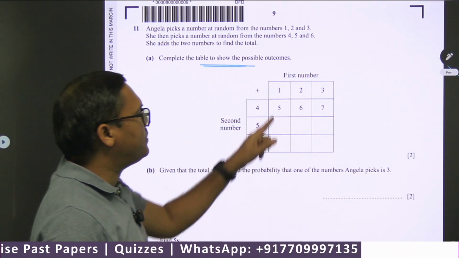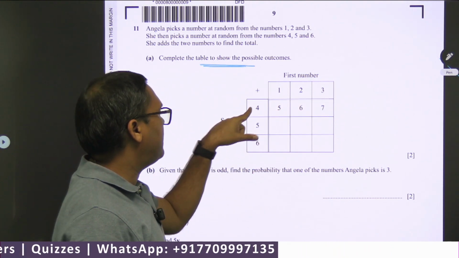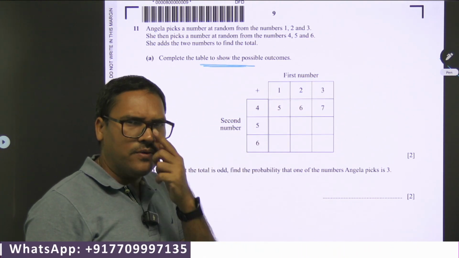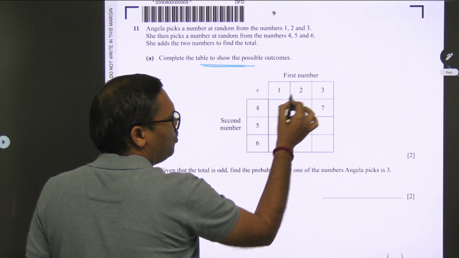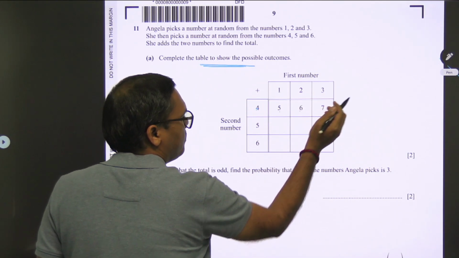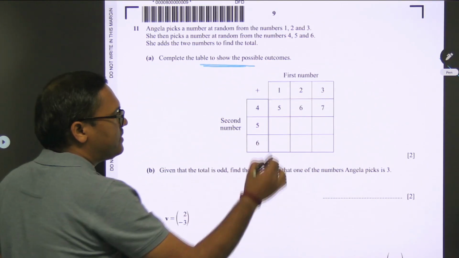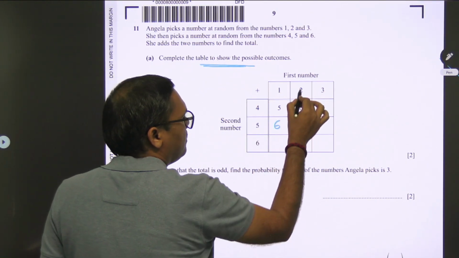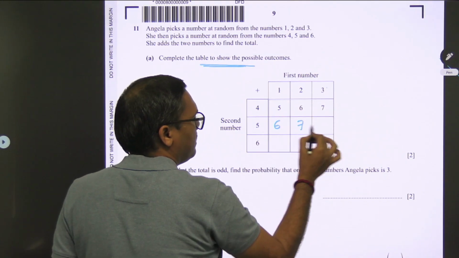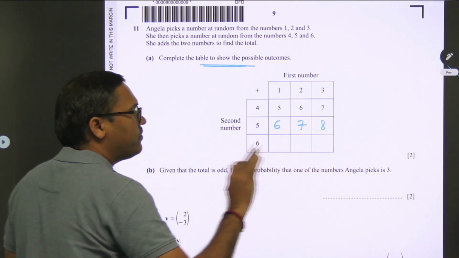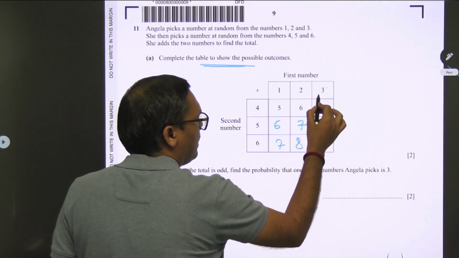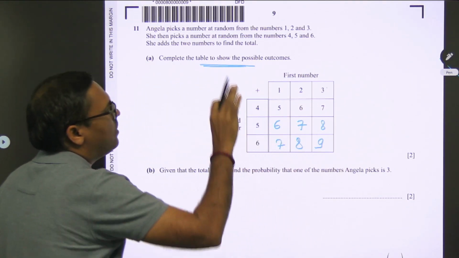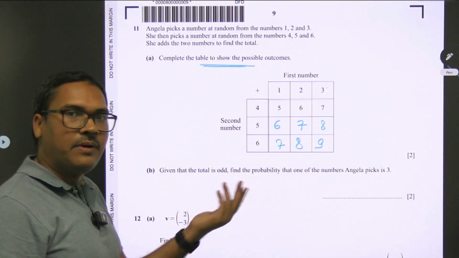So first number taken is 1, 2, 3. Second number taken is 4, 5, 6. So what are the possible outcomes? Here add the numbers. So what is this? 4 plus 1, 5, 5 plus 2, 6, 3 plus 4, 7. So the first line is complete, correct? Now the second row, 5 plus 1, 6, 5 plus 2, 7, and 5 plus 3, 8. These are the possible sums we can have, correct? 7, this is 8, and this is 9. So these are the possible sums of the numbers taken first time and the second time.